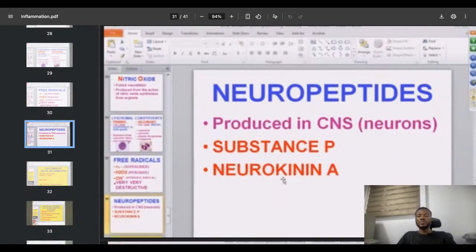We also have neuropeptides. Neuropeptides are peptides, proteins that are produced by the central nervous system, the neurons, and examples of them are substance P. Substance P, that's the name. If you don't yet know the actual name of the molecule, they call it substance P. Then we also have neurokinin A.